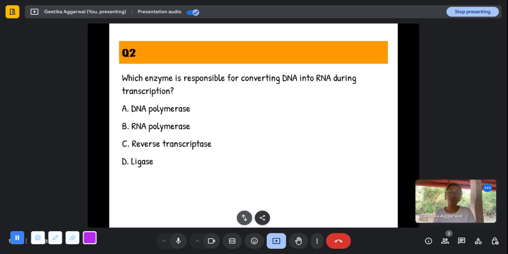Next question. Which enzyme is responsible for converting DNA to RNA during transcription? So, what is the enzyme that helps in forming RNA from DNA? Is it DNA polymerase, RNA polymerase, reverse transcriptase, or ligase?